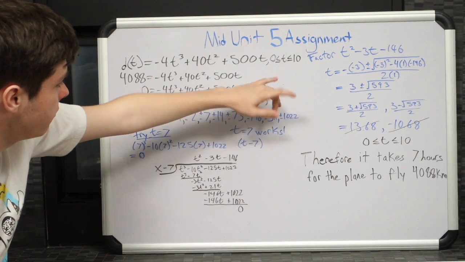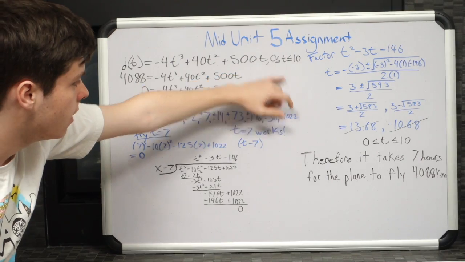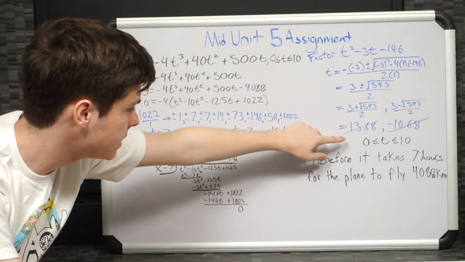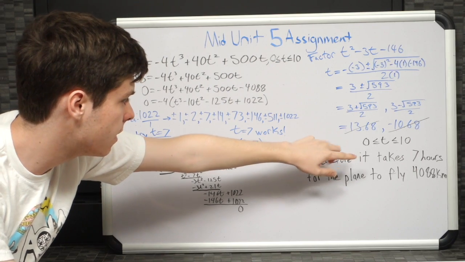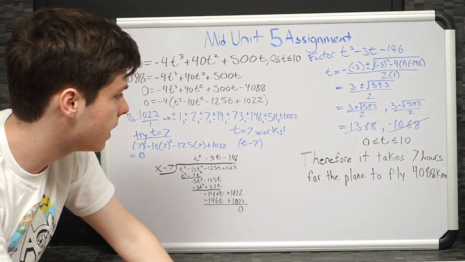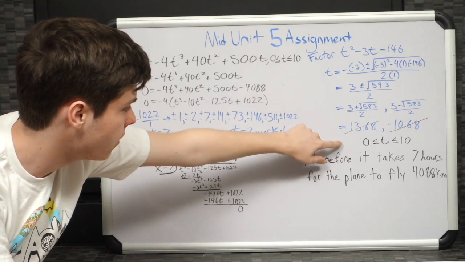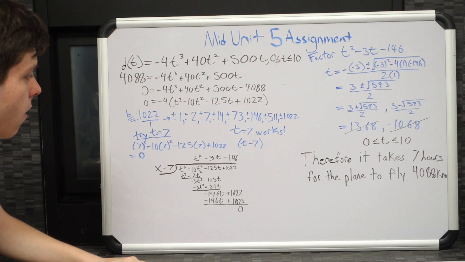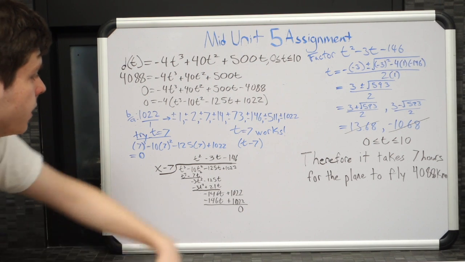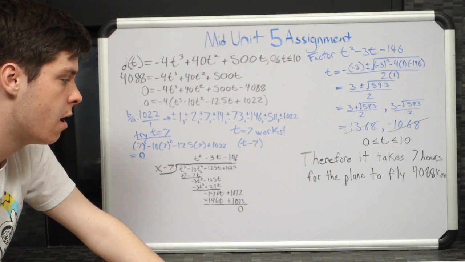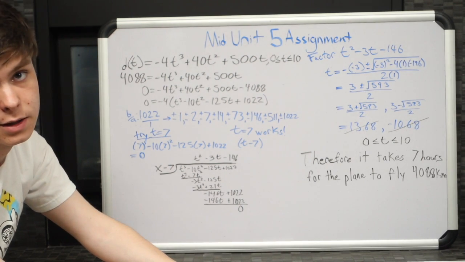Now I have to look back at the restrictions, and these two answers do not work because 13.68 is greater than 10, therefore it cannot be t, and negative 10.68 is less than 0, therefore it cannot equal t, and therefore 7 is the only answer. So therefore it takes 7 hours for the plane to fly 4,088 kilometers.